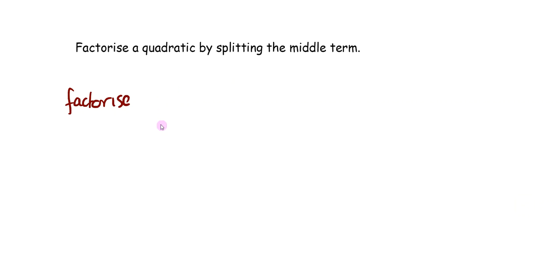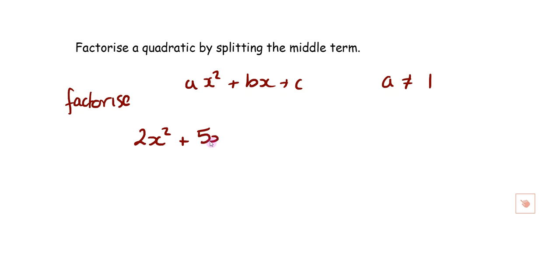So, let's factorise one where, if we're looking at x squared plus bx plus c, we're now looking at where a is not equal to 1. So if I said factorise 2x squared plus 5x plus 3, our normal method for factorising is to look at the numbers and say, right, we've got 2 sets of brackets. How do I know there are going to be 2 sets of brackets, by the way?